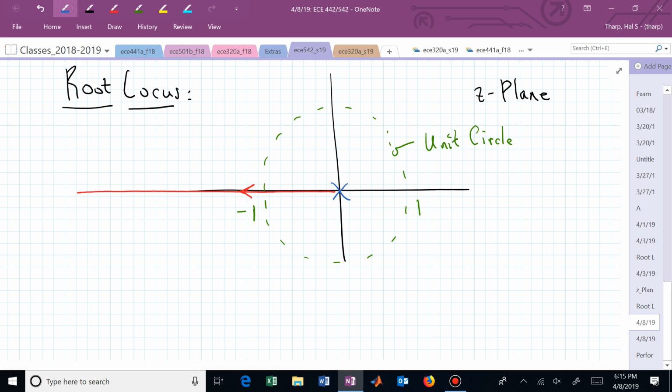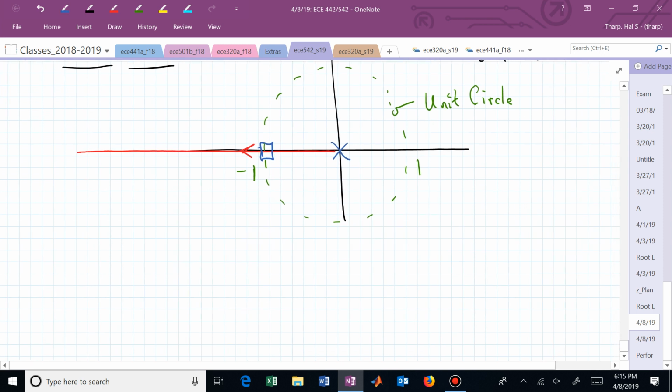And what I really want to do is figure out what will get me to that particular box. What gain value k? So I'm looking now for the maximum gain value for stability.